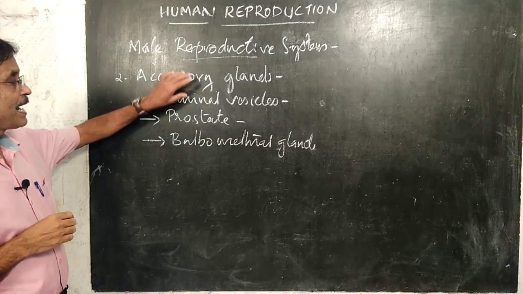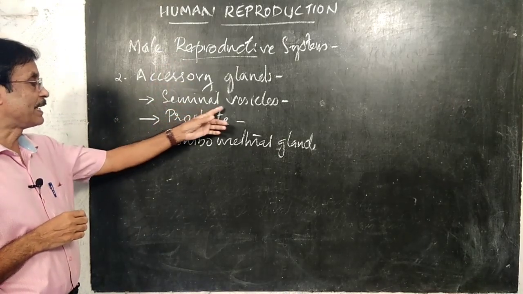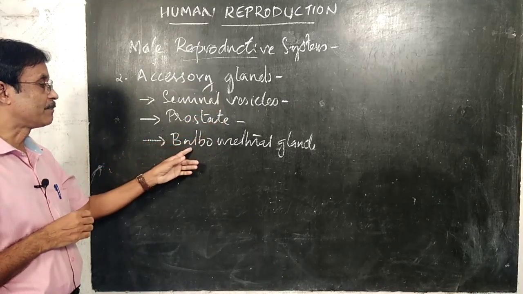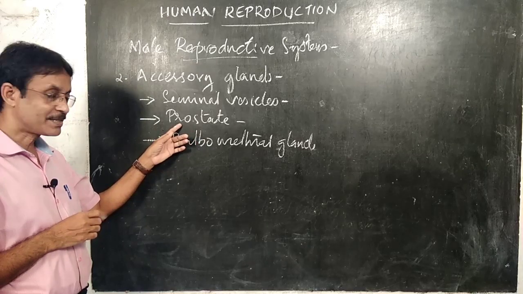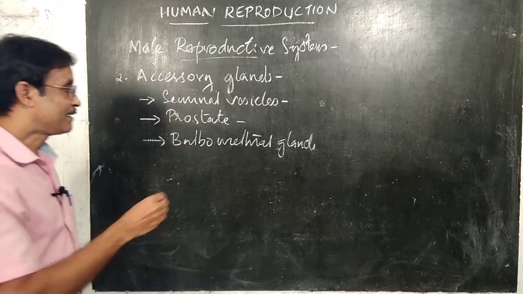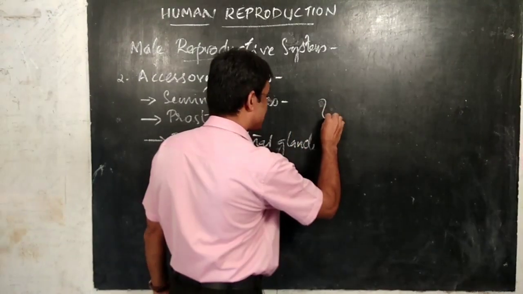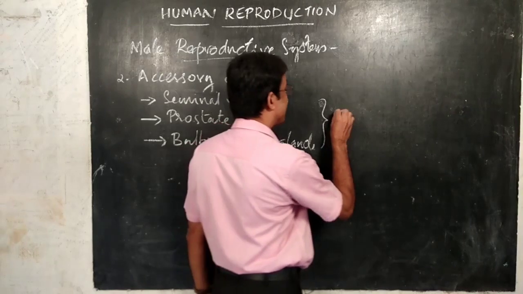So the three accessory male glands or reproductive glands are seminal vesicles, prostate and bulbo-urethral gland. Among these, prostate is single. Then the secretion of these three is collectively called seminal plasma.